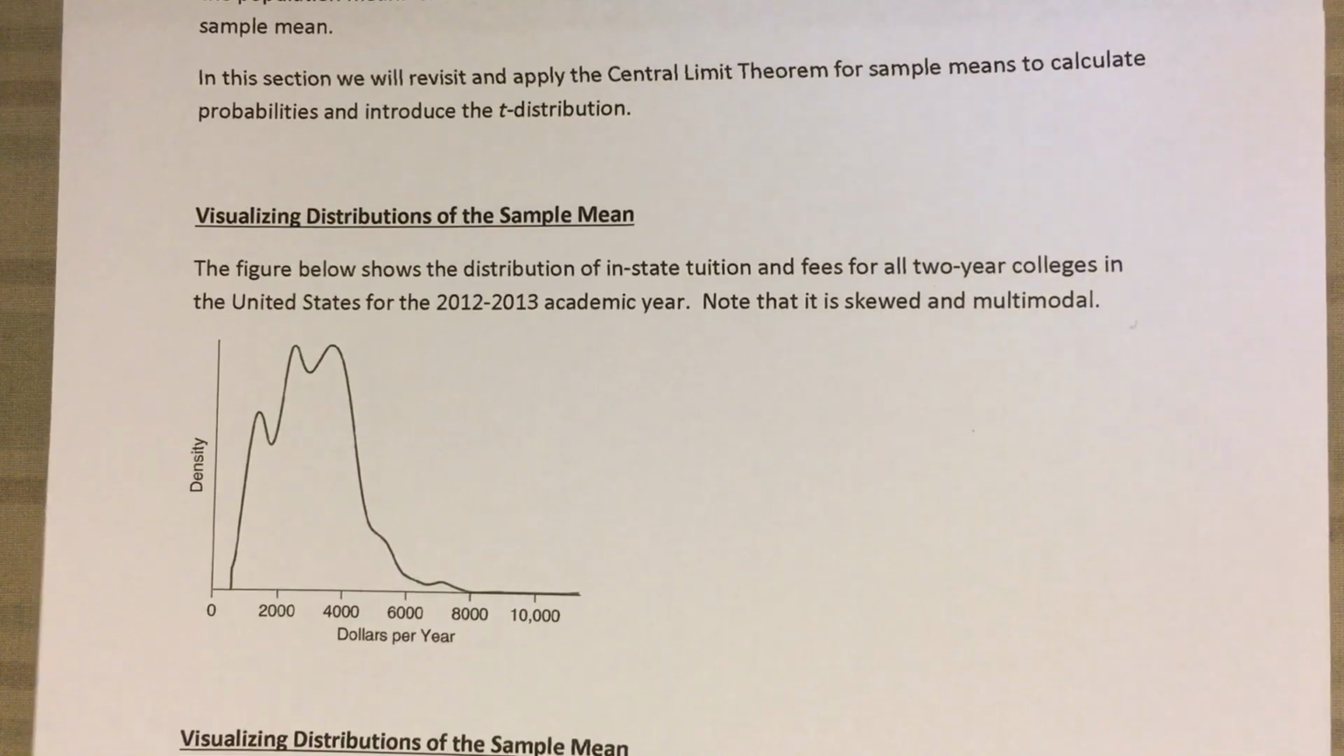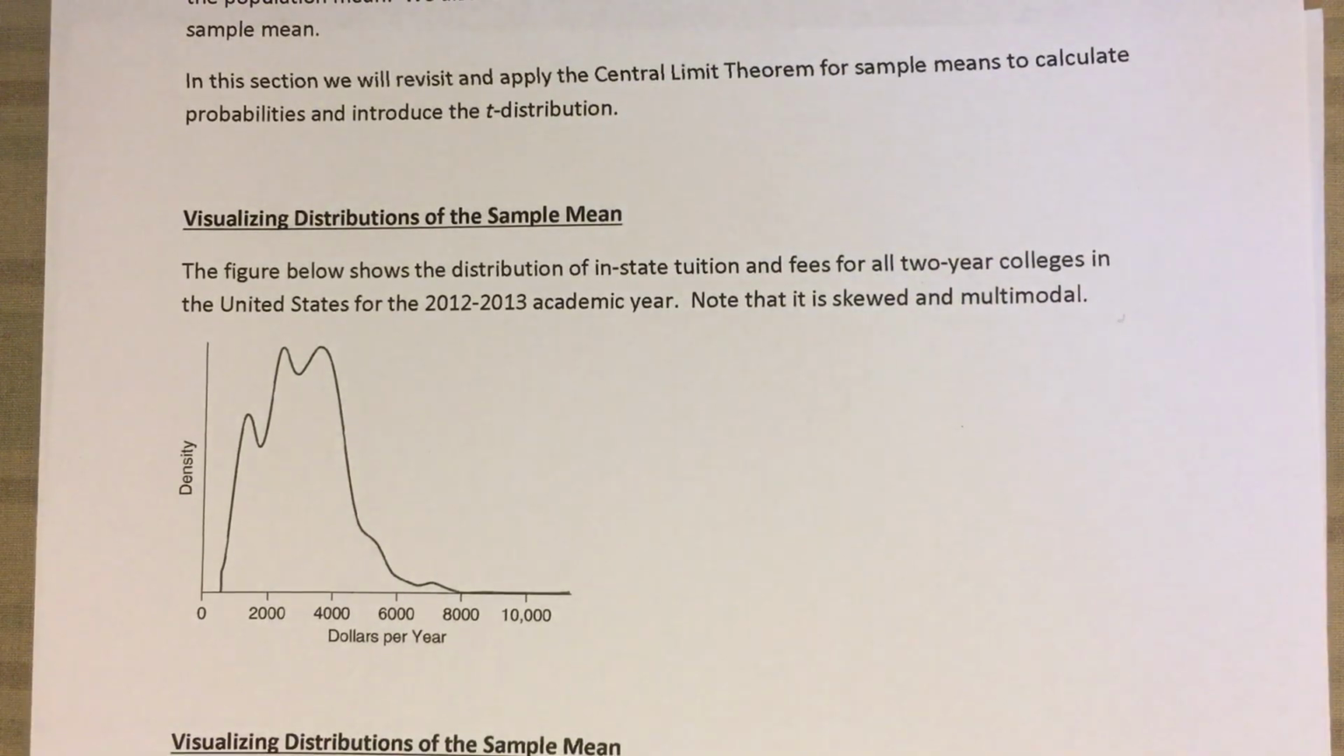To start with, the figure below shows the distribution of in-state tuition and fees for all two-year colleges in the United States for the 2012 to 2013 academic year. Note that it is skewed and multimodal. When we're dealing with the central limit theorem, remember that we needed a normal curve. It was unimodal, it was symmetric, it was more of a bell-shaped curve.